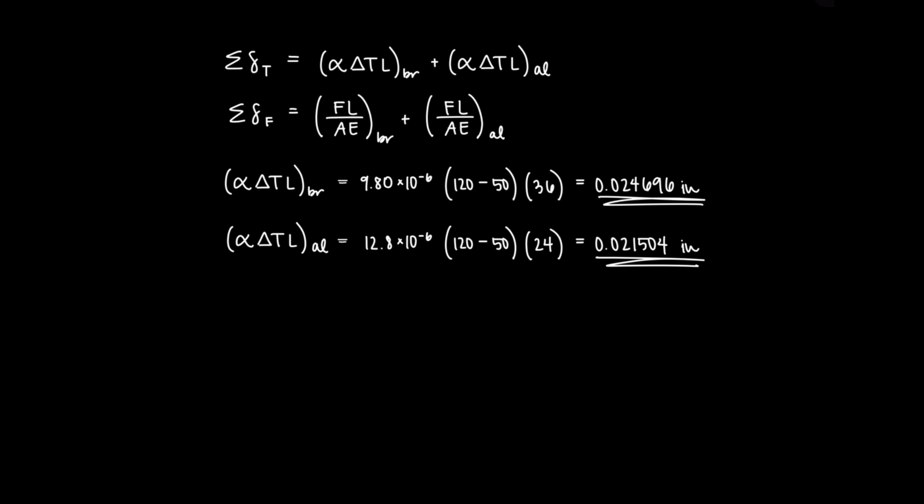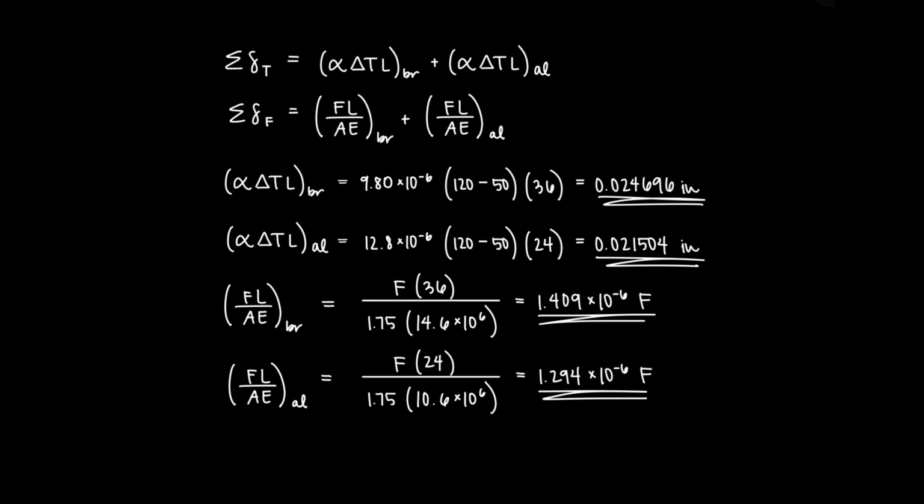To solve for the thermal expansion terms, we plug in the respective thermal expansion coefficients, the changes in temperature, and the initial lengths of the brass and aluminum rods. To solve for the contraction caused by the compressive forces, we plug in the initial lengths, the cross-sectional areas, and the modulus of elasticity of both rods. The only thing we don't know is the internal axial force F, so we leave the contraction displacement in terms of F for just a second.